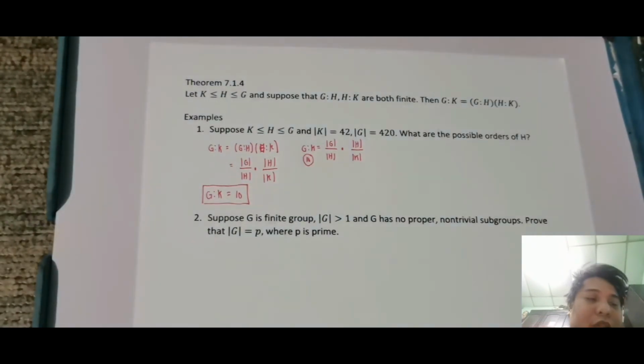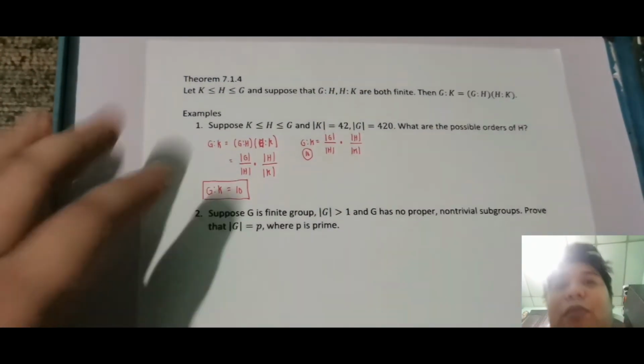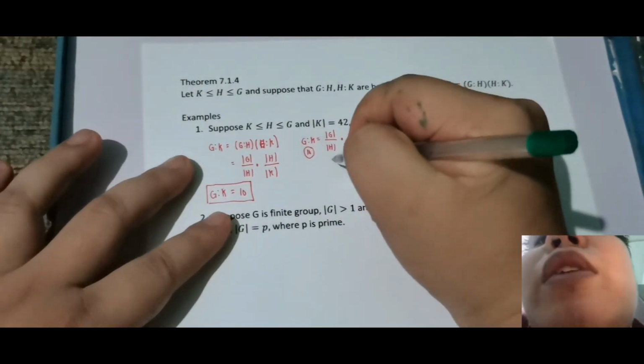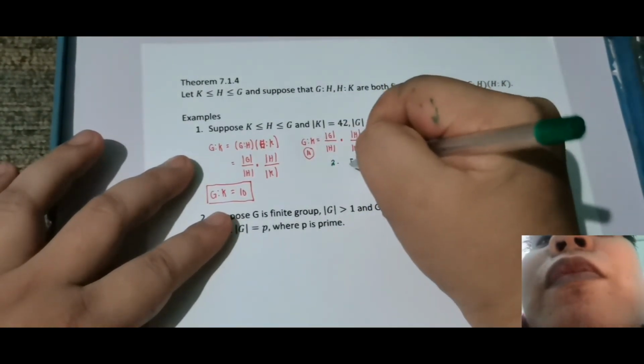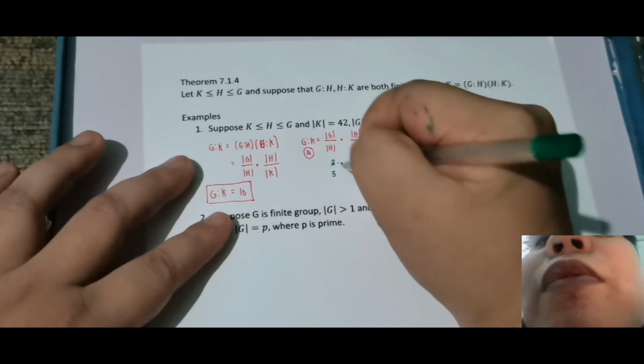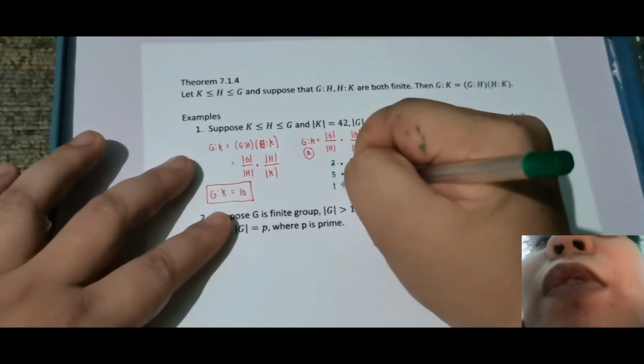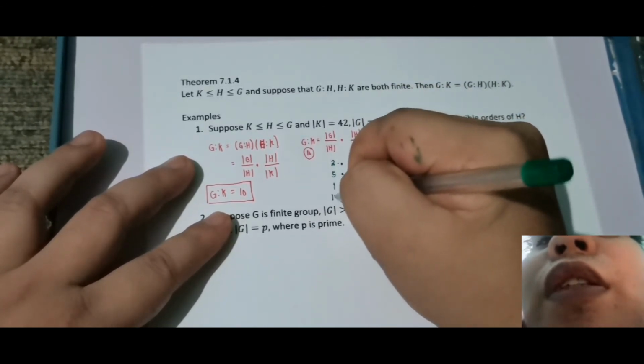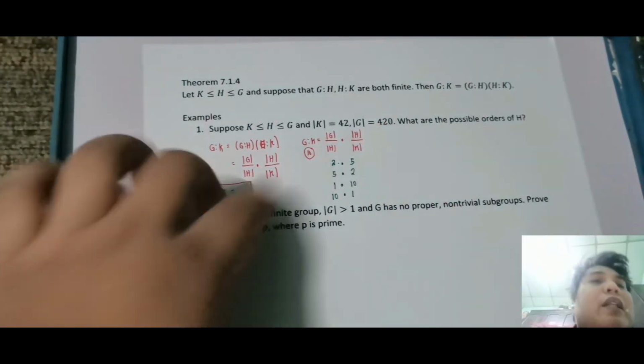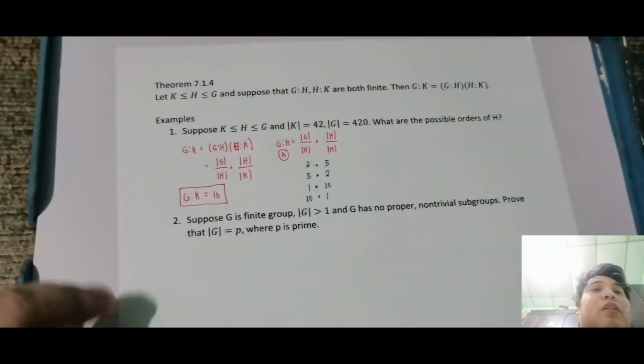Factor ni 10 rather. So sir, ang mga possible factor ni 10. So combine, buuin natin. Sir, pwede po 2 times 5. Another po, 5 times 2. Tapos po 1 times 10. Tapos 10 times 1.